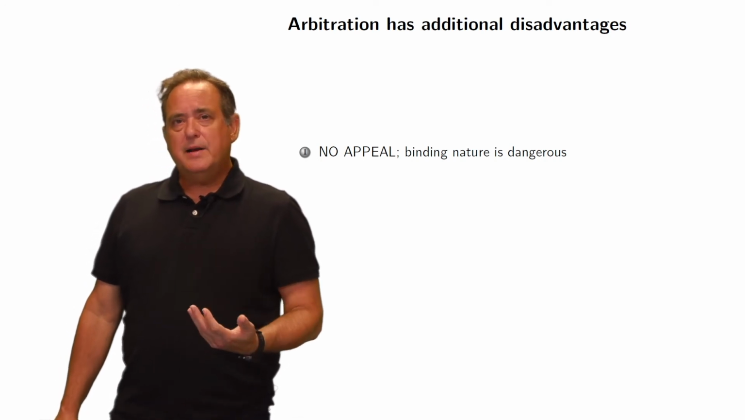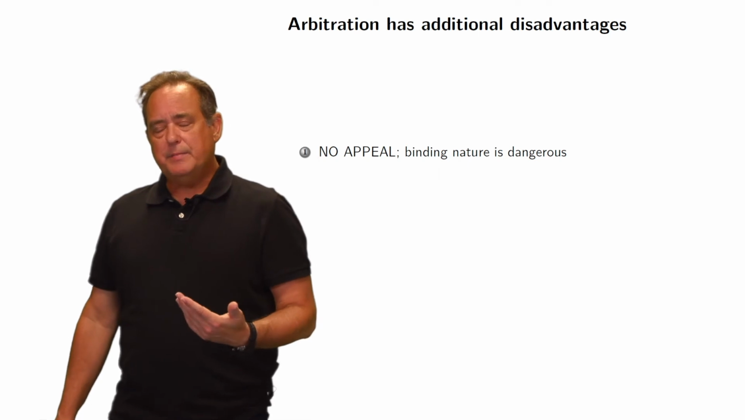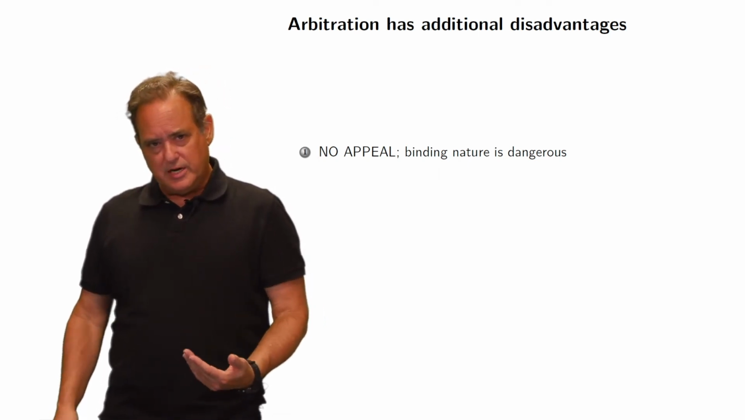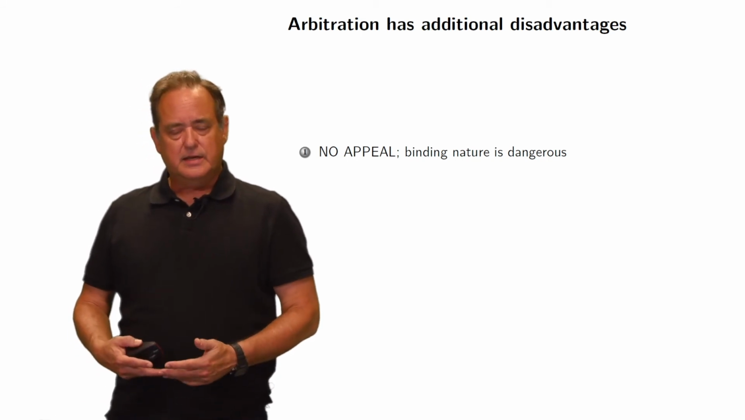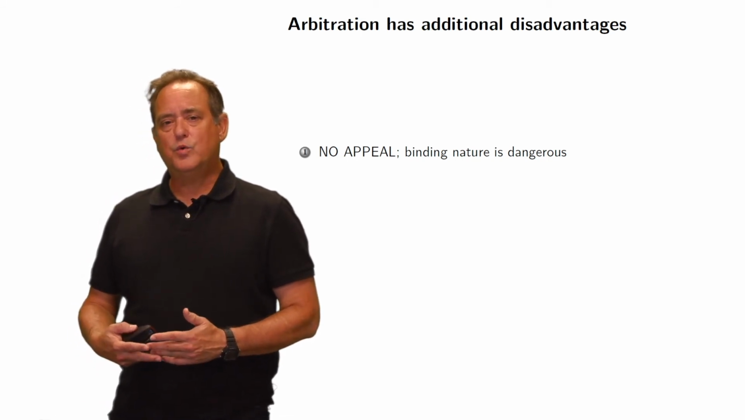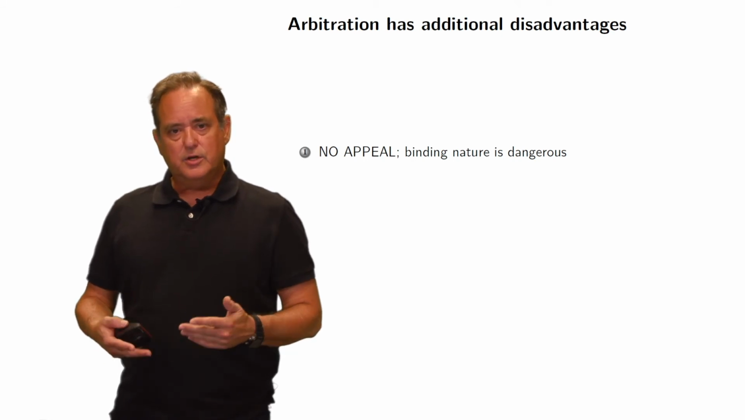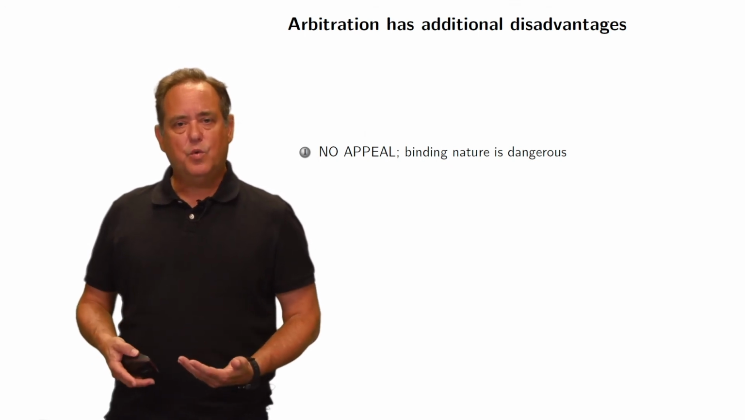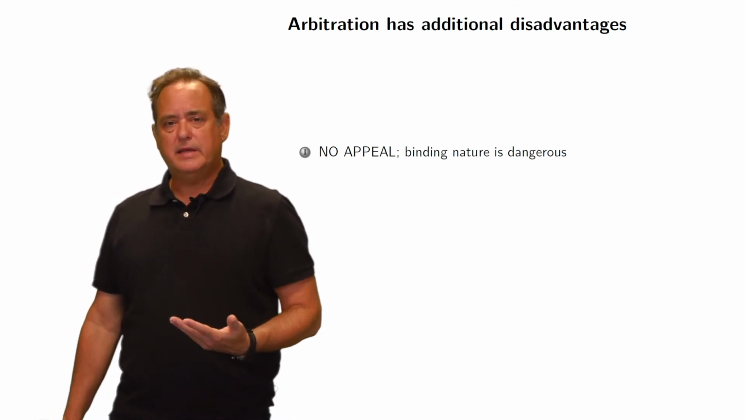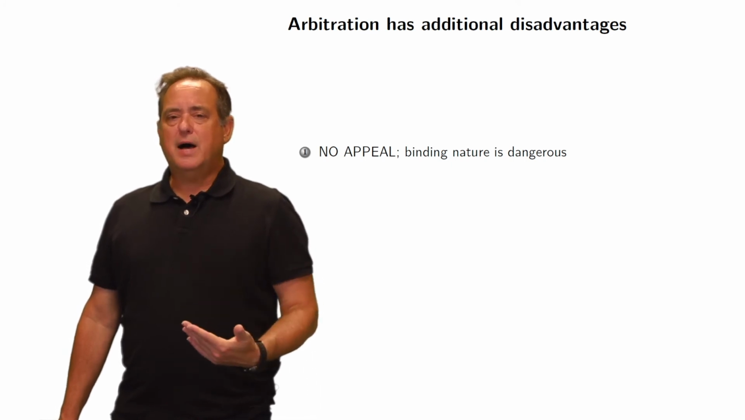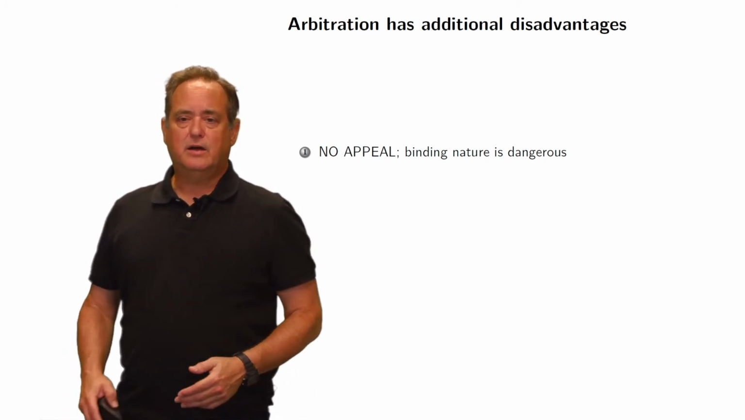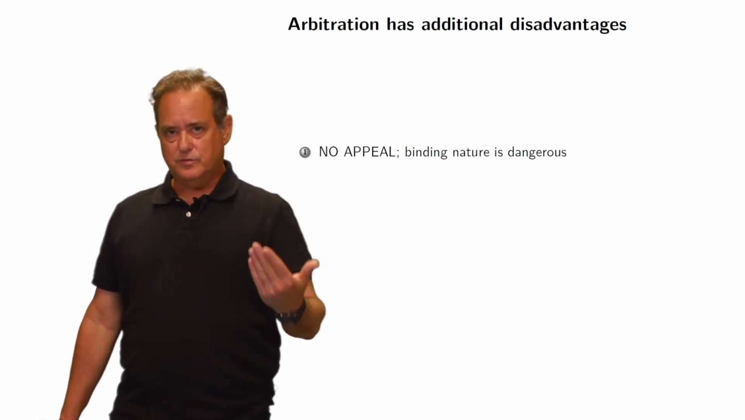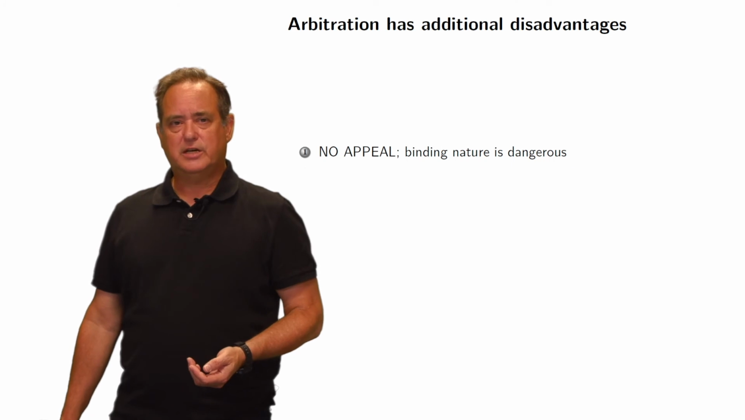The primary disadvantage, too, for many parties is there's no appeal. So the binding nature of arbitration is dangerous. If you have an arbitrator that rules heavily against you, you have very few options. You must accept that award because there is no appeal. Remember, it's binding. So you will undoubtedly, sometime on your test or on your writing assignment, have this issue of the binding nature of arbitration.